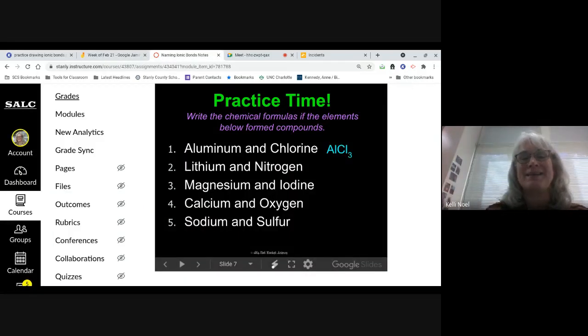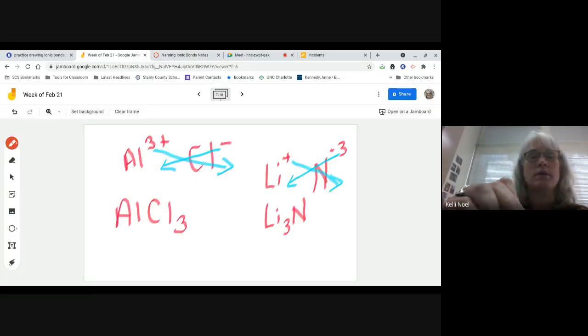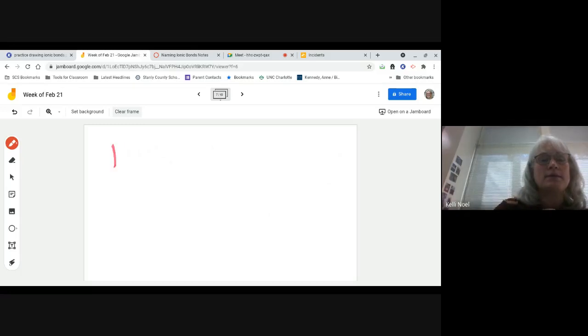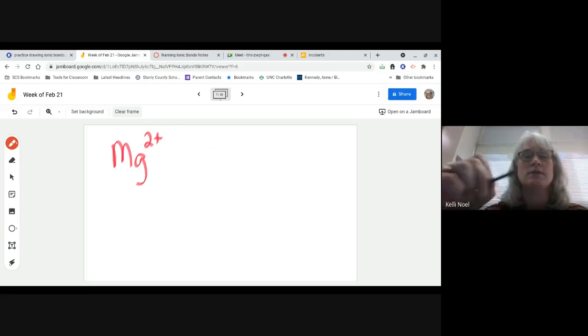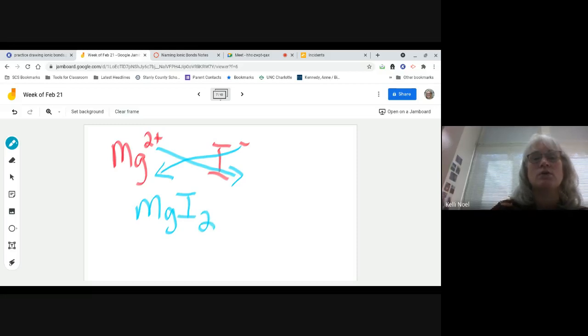Let's look at the next one, magnesium and iodine. So I'm going to go to my Jamboard. I'm going to just clear my frame here. All right, so magnesium, second column, so it has a 2 plus. Iodine is my 7th column, so it has a minus. So I am going to crisscross. So that number is going to go here. That number is going to go there. So when I rewrite it, Mg, I don't write anything because it's a 1, I2. That 2 goes where the arrow points. So that is number 3.